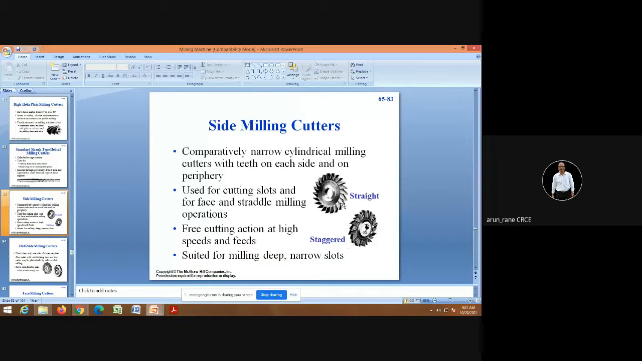So this is a staggered one and this is a straight one. Staggered means one tooth is bent on the left hand side, the other is bent on the right hand side, like the teeth you can see on the hacksaw. This is just to reduce the cutting force so that all the teeth are not in contact at a time simultaneously.